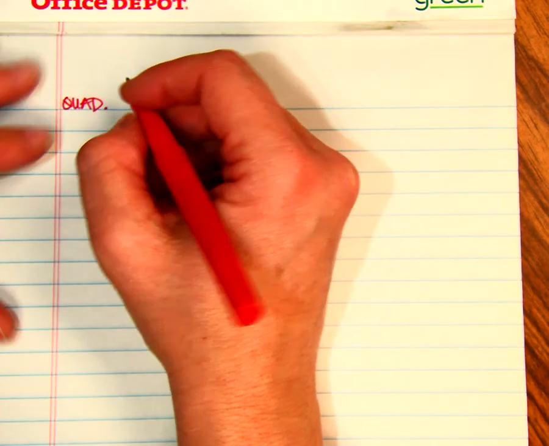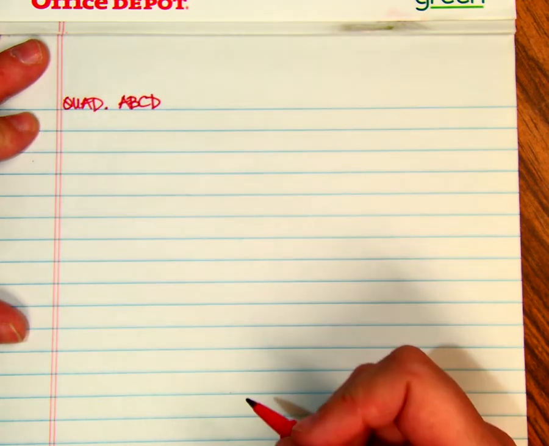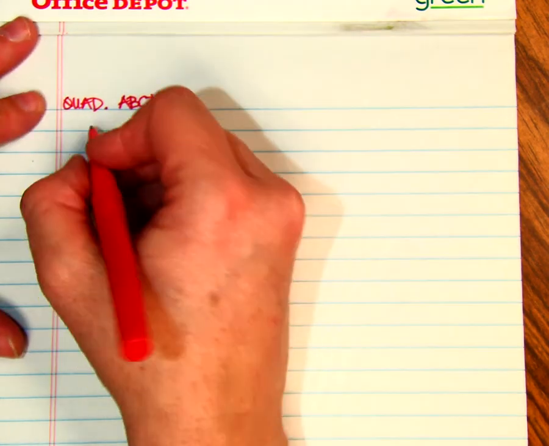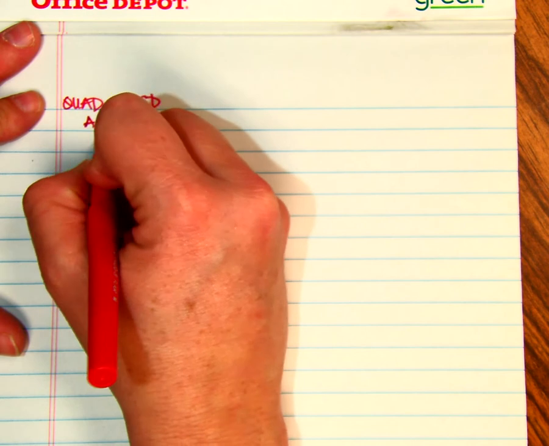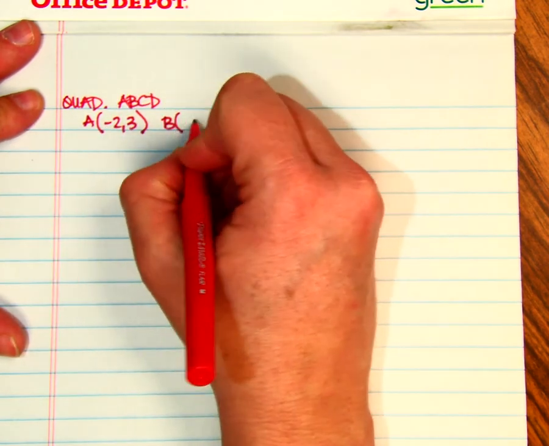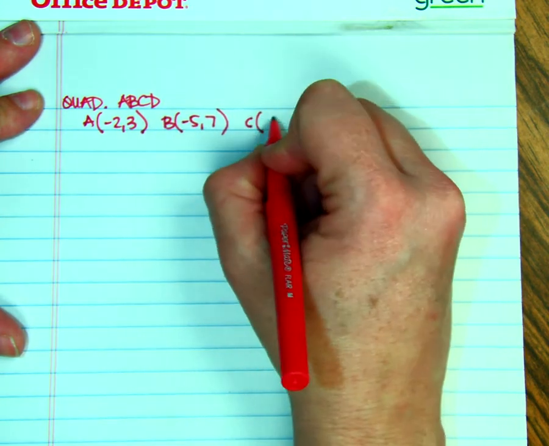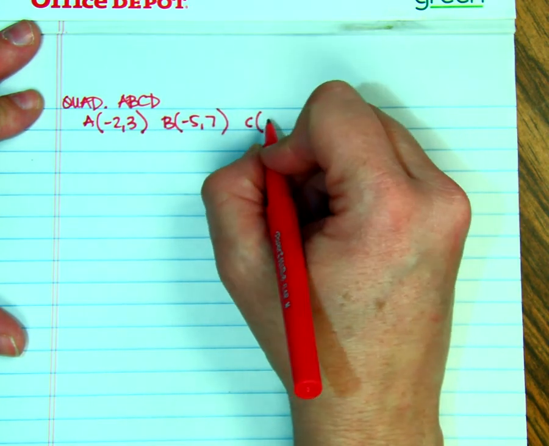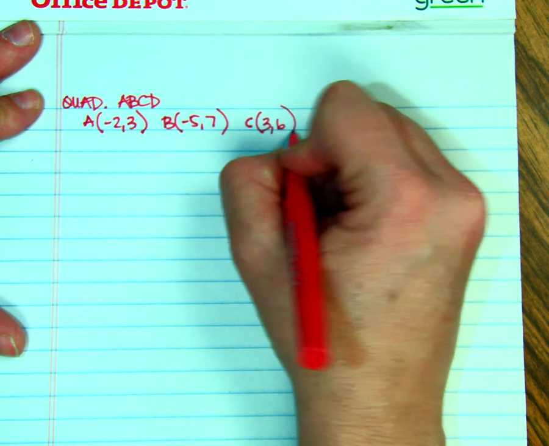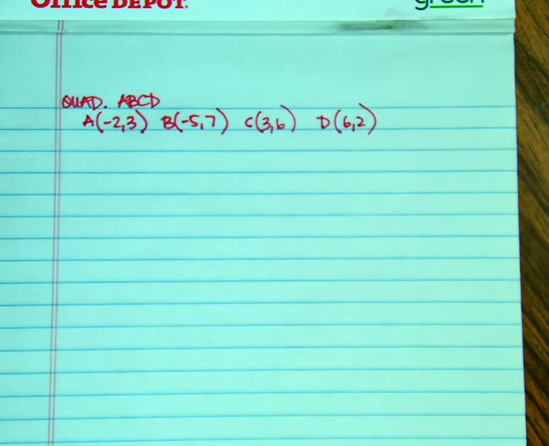Let's do quadrilateral ABCD. And we know that A is the ordered pair of (-2, 3). B is the ordered pair of (-5, 7). C is the ordered pair of (3, 6). And D is the ordered pair of (6, 2).